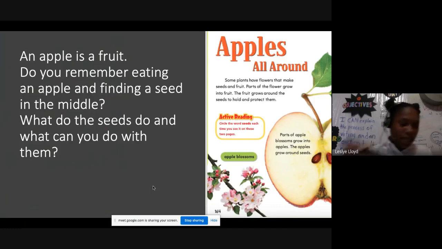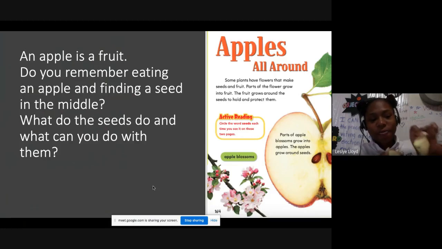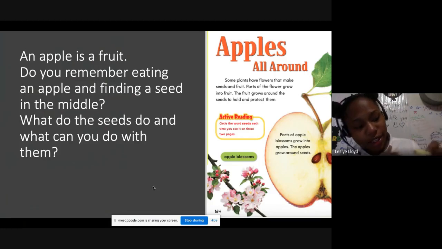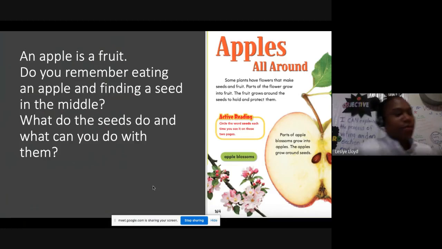Ms. Lloyd is going to cut it again so that we can actually see the seeds. So this is a little better. You can see the seeds right there in the apple. So what do the seeds do and what can you do with them? If you're eating an apple, what can you do with the seeds?